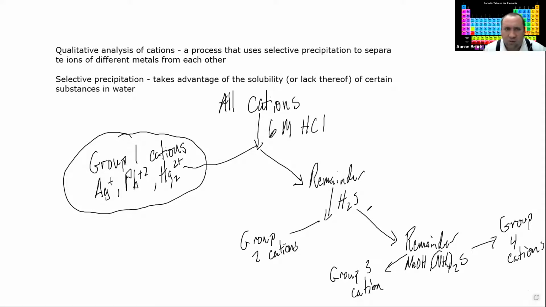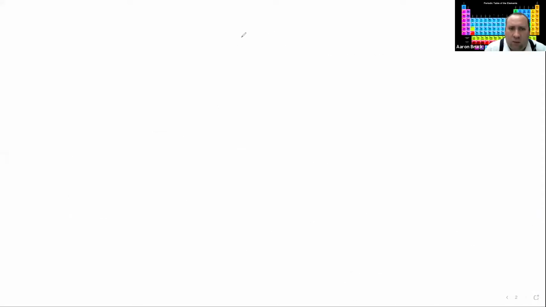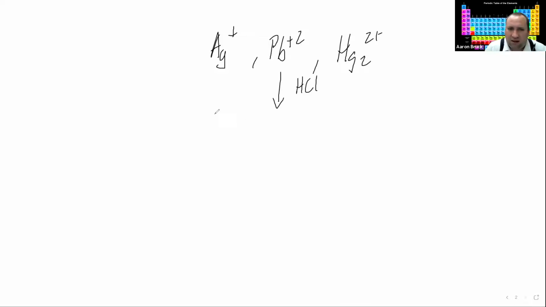If we look more closely at the chart, we've got 3 ions in particular. We've got the silver ion, the lead 2 ion, and the mercury 1 ion, Hg2 2+. Now, when we expose them to hydrochloric acid, they will turn into solids: silver chloride, lead 2 chloride, and mercury 1 chloride, Hg2Cl2.